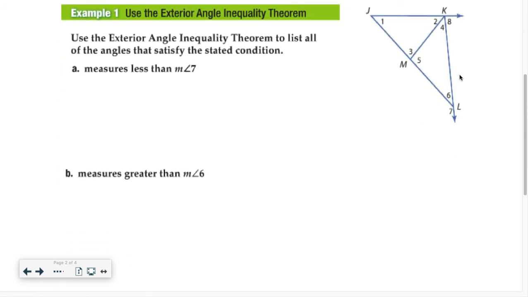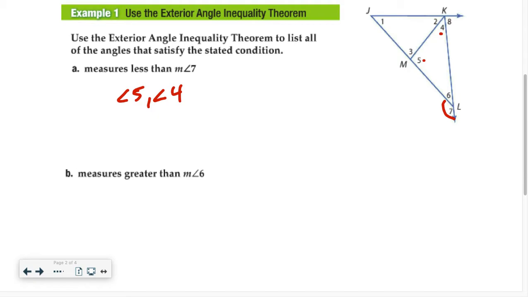Guys, here we've got a pretty complex drawing. Quite a few angles that would be labeled exterior here. Okay. So use the exterior angle inequality theorem to list all of the angles that satisfy the stated condition. Measures less than 7, so let's locate 7. So 7, that's this exterior angle. So what would remote interior angles be? Okay, of course 5 and 4, they're in the interior of that triangle, so angle 5, angle 4, yep.